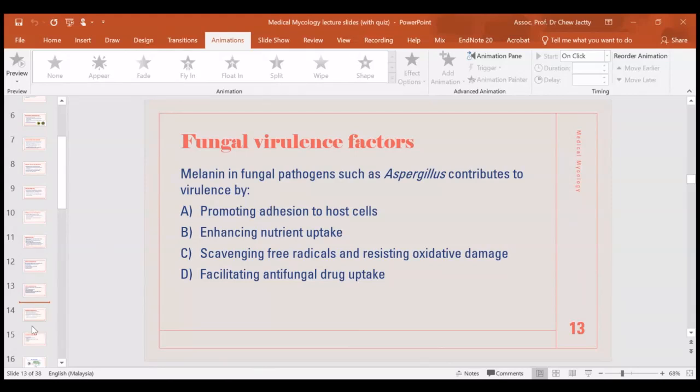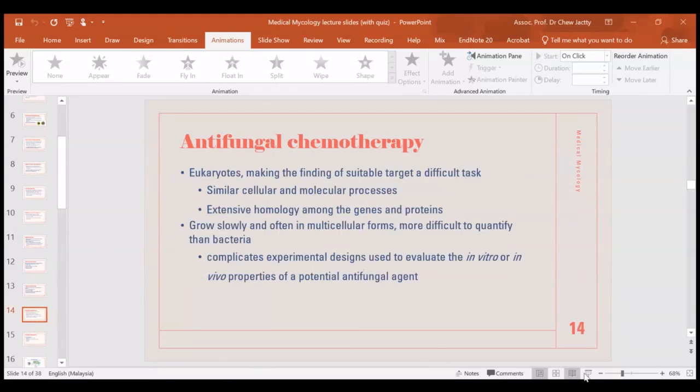Okay, so let's move on to antifungal. So antifungal chemotherapy, because just remember that fungal cells are also eukaryotic cells. So because of that, human cells are also eukaryotic cells. There are many similar molecular structures present in fungal species and also human. And for this reason, there are fewer antifungals as compared to antibiotics.